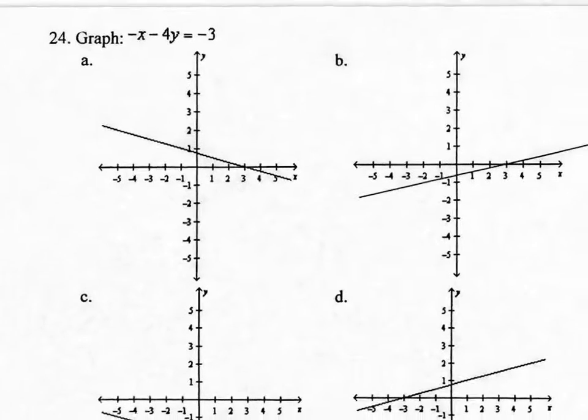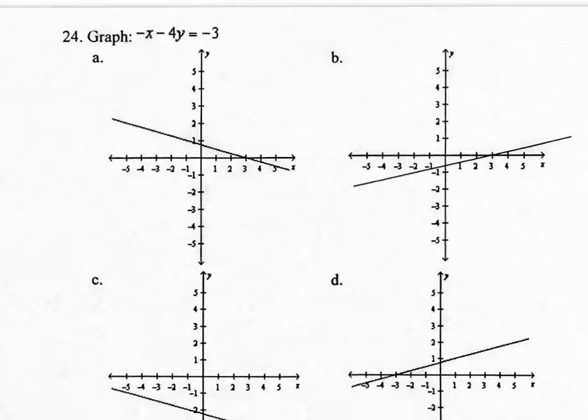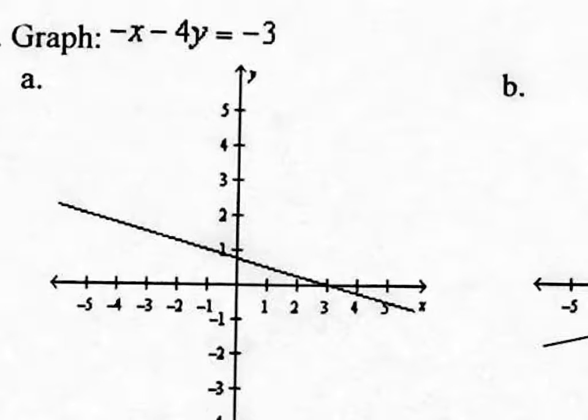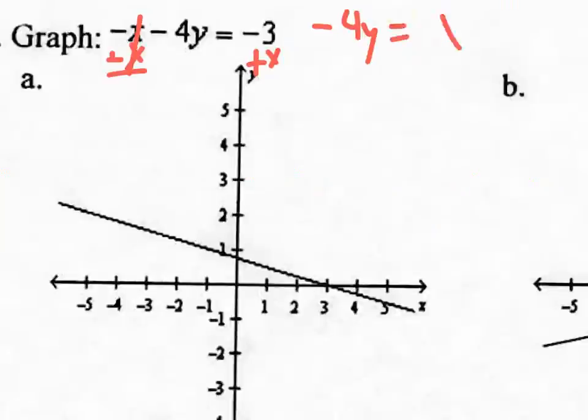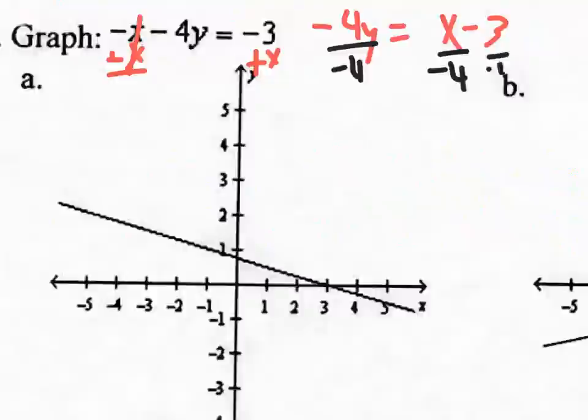Jumping to number 24. Multiple choice questions that are graphed are easy. Let's first graph this. You could either graph this using the x and y intercepts because it's in standard form, or I would just go to y equals mx plus b. I would add x, cancel it out, add x. I'd have negative 4y equals x minus 3. Then I would divide by negative 4, divide by negative 4, divide by negative 4.